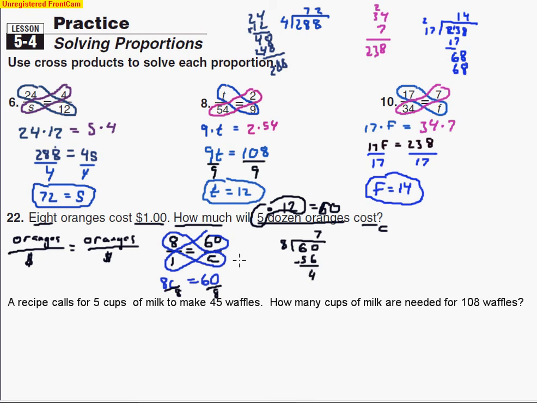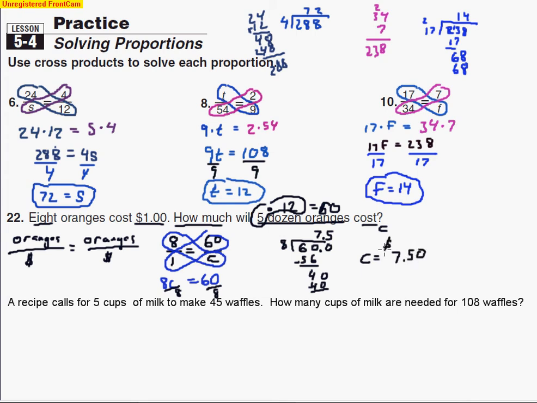Since they want a cost, let's change it to decimal form. We'll bring down a 0 and bring up that decimal point and do the division. 8 into 40 goes 5 times evenly, and that does make 40 at the end. So we are done. The cost is $7.50.